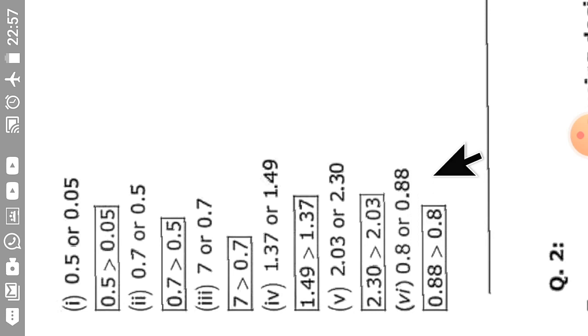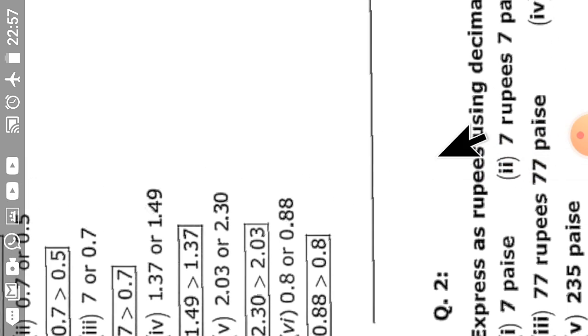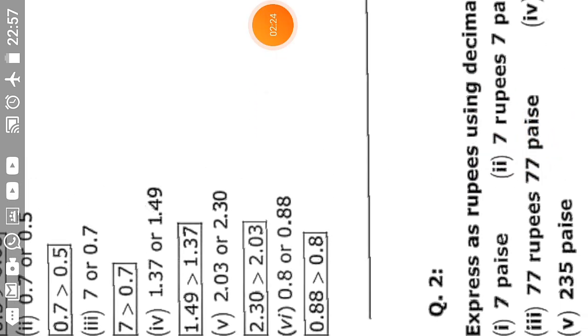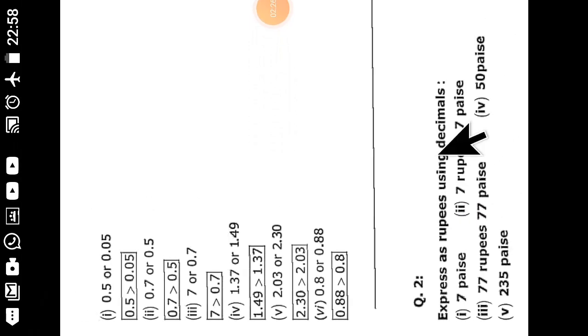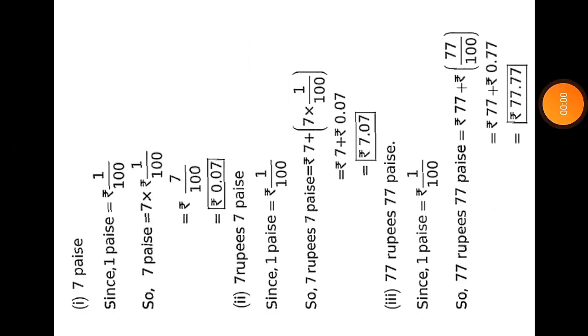Now let us see question number 2. Express as rupees using decimals. First one, 7 paise. Now 1 paise equal to rupees 1 upon 100. So 7 paise equal to 7 into rupees 1 upon 100 equal to 7 upon 100. 7 upon 100 means 0.07.